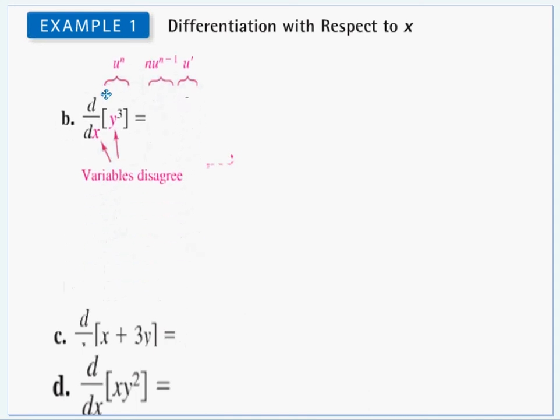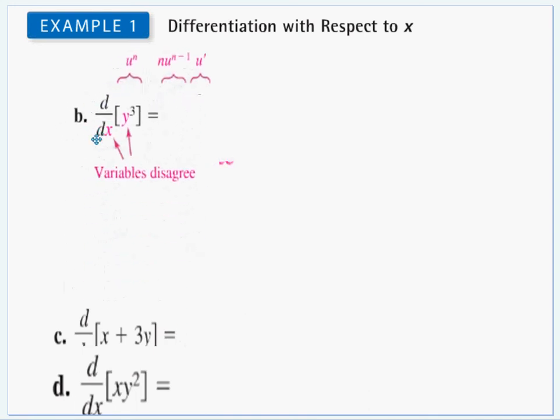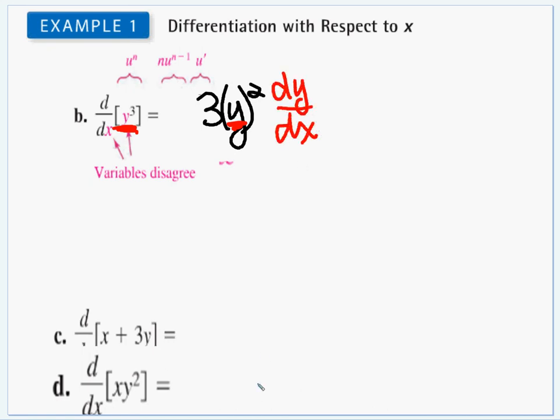In part B, now we're deriving with respect to x, but our variable is y, so the variables disagree. So we are going to start deriving this like you would expect. y to the third is going to derive to a 3y to the second. But remember, technically, this y is our inside function. So for the chain rule, we need to derive that inside function, and we're deriving with respect to x, so we're going to tack on a dy/dx component. And there's our implicit derivative.